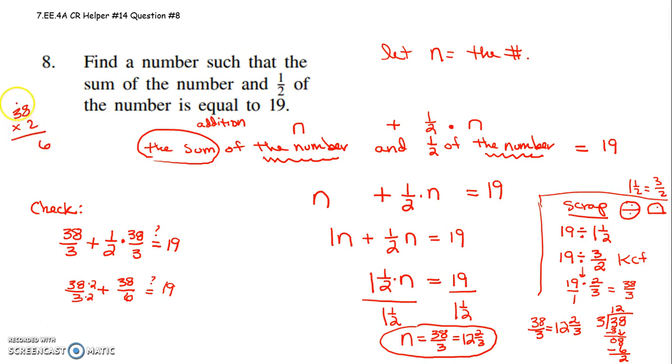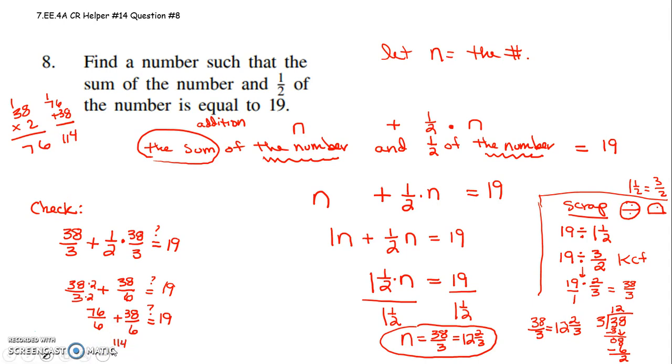2 times 8 is 16. 2 times 3 is 6. And what is that? Oh, 76. Good. So that's 76 sixths plus 38 sixths. I'm hoping that that gets me to 19. 76 plus 38. 8 and 6 is 14. 7 and 1 is 8. 9, 10, 11. 114.